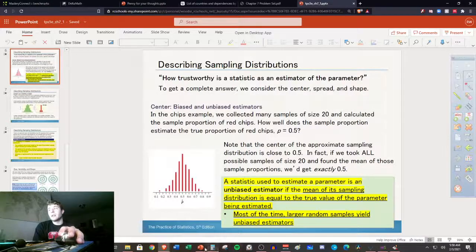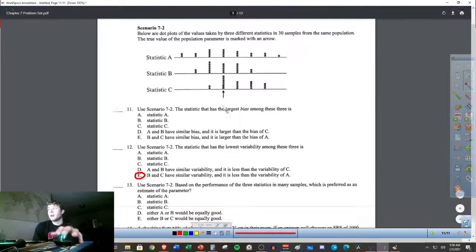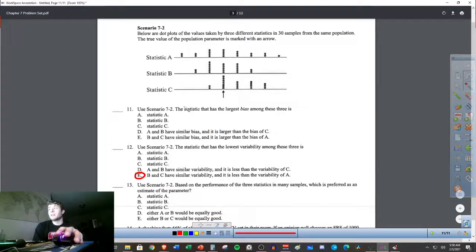So I'm actually just going to go ahead and work this one with you guys, okay? We're going to start with number 11, and then we'll talk about some other questions as well. So notice here it says the true value of the population parameter is marked with an arrow. So what if I do this? I'm going to draw a vertical line in red straight up from this one. That's not very good. Hold on. Boom. It's better. All right, and that red line represents the true parameter.